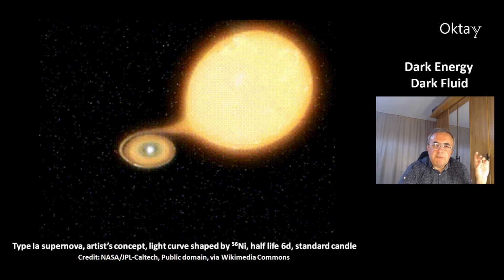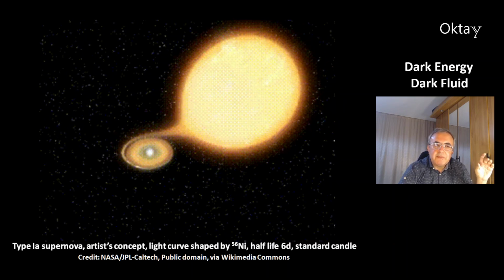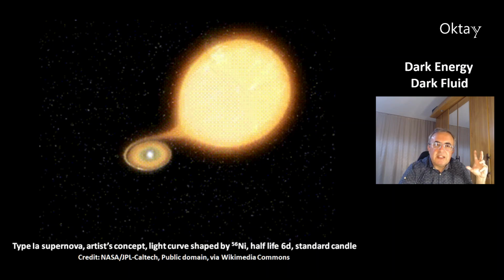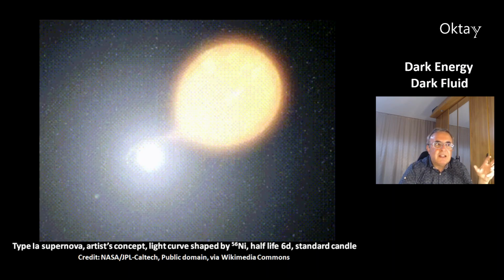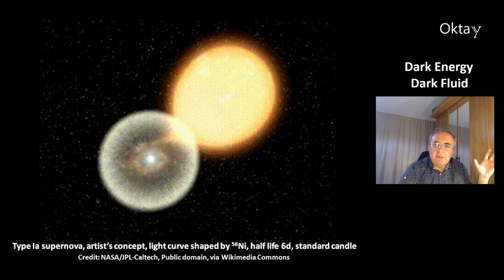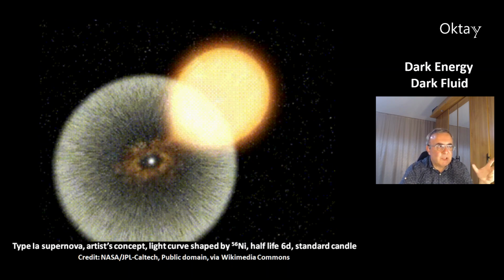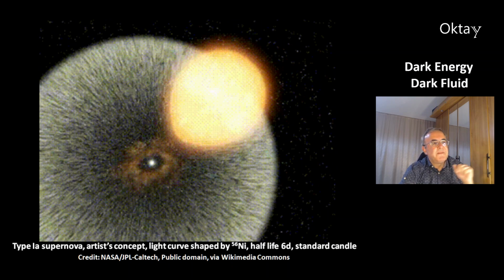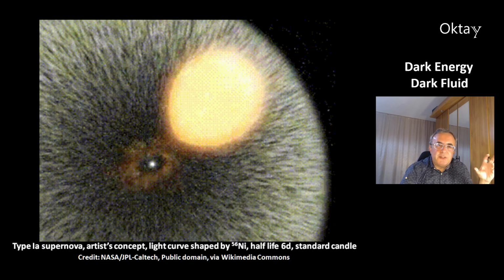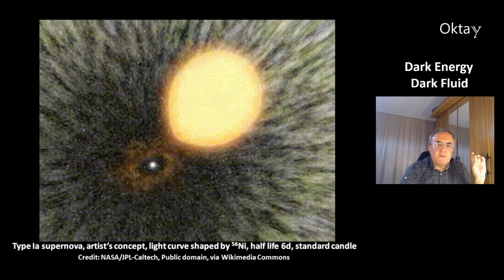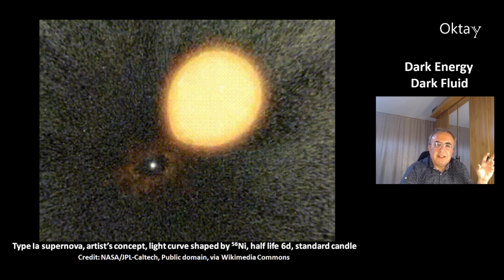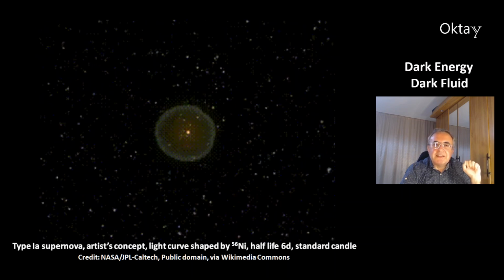Type Ia supernovas are very interesting because they're called standard candles. So they should be the same in every galaxy. You can see multiple explosions here. And you can use these supernovas for determining the distances of faraway galaxies.